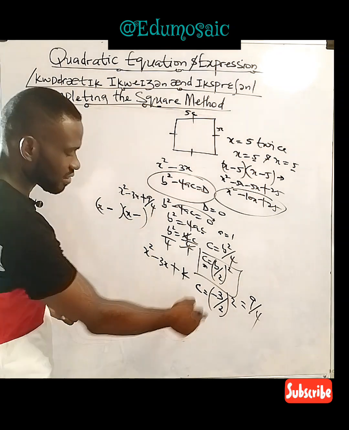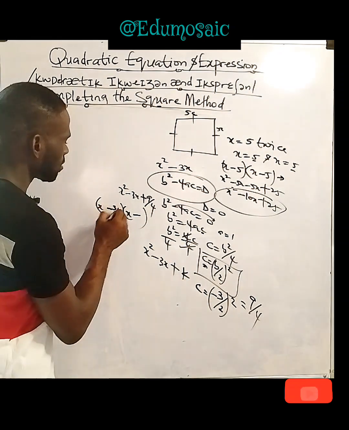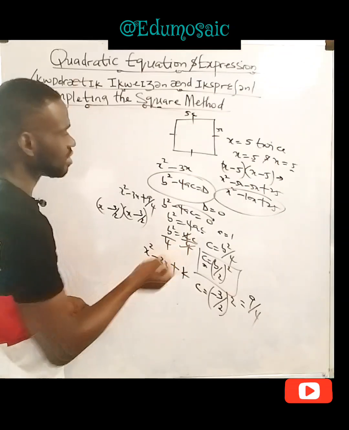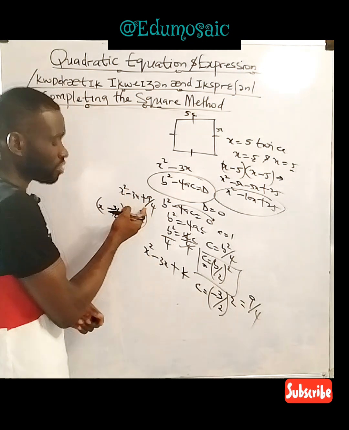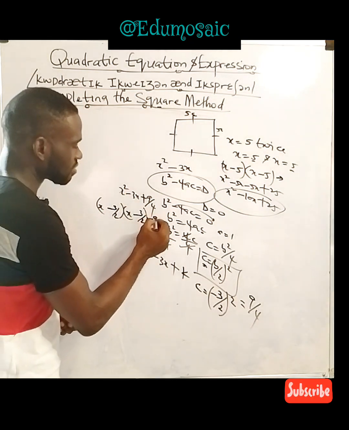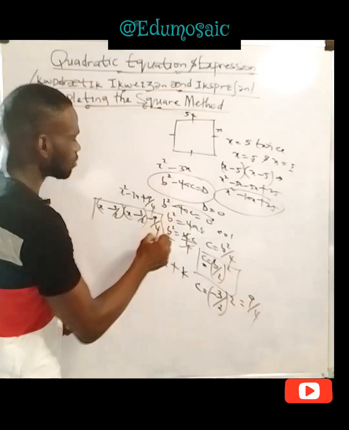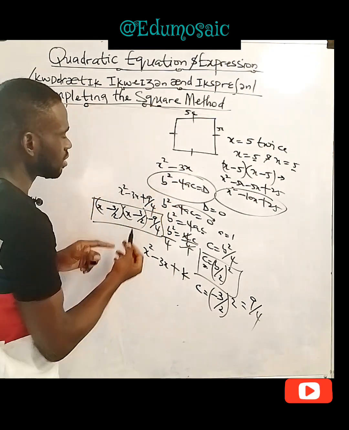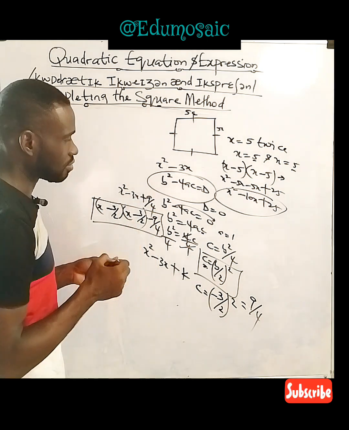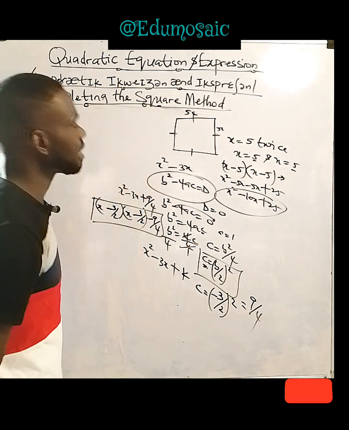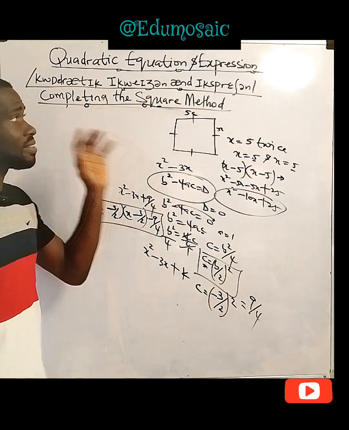So 9 over 4 is 3 over 2. That's 3 over 2 here, 3 over 2. As you can see, this very stuff has been transformed. And don't forget, plus 9 over 4, we are the one that introduced plus 9 over 4. So we had our minus 9 over 4 to this place to make it remain the way it was. So when you expand, you get this: s squared minus 3s plus 9 over 4 minus 9 over 4 will give us s squared minus 3s.